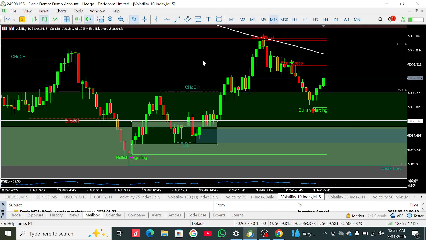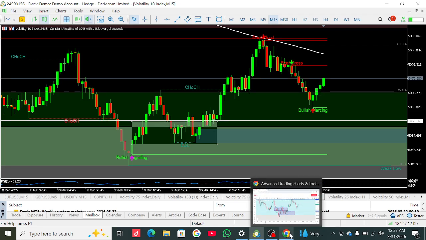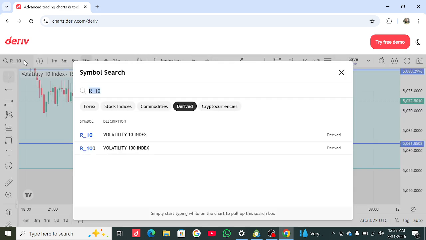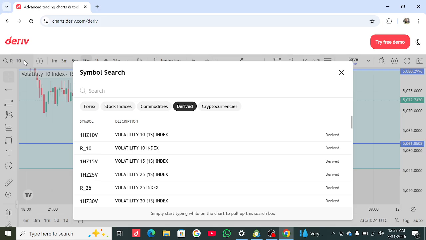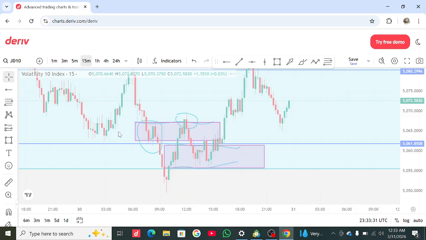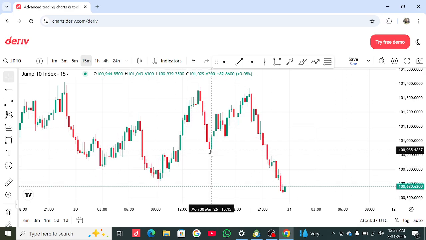So this is for volatility 10. So let's go to jump 10 also, where I spotted the same setup that made me win that trade. Jump 10 index. All right, you can see that the trade has been selling.